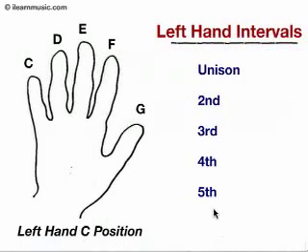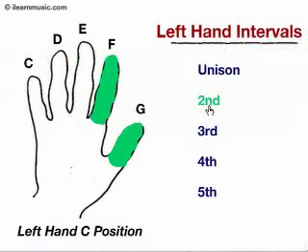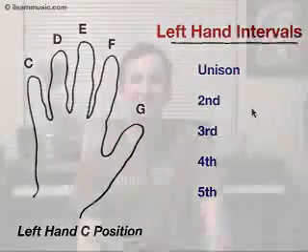The left-hand intervals of a fifth would be G and C, also thumb and pinky. Of a fourth, G and D, also thumb and ring finger. Of a third, G and E, thumb and middle finger. Of a second, G and F, thumb and index finger. And a first or unison, only G. As you can see, the spacing determines the interval.